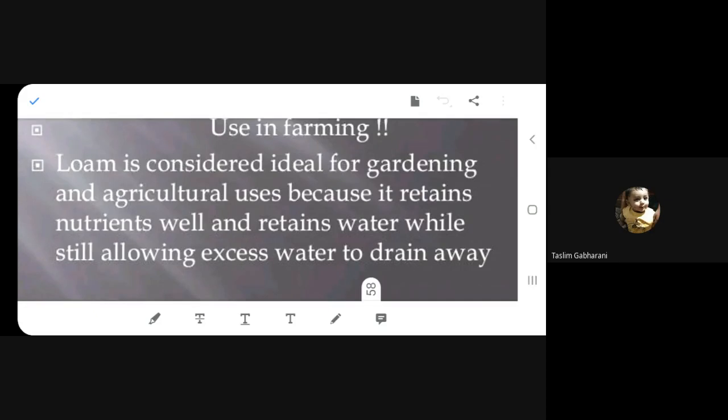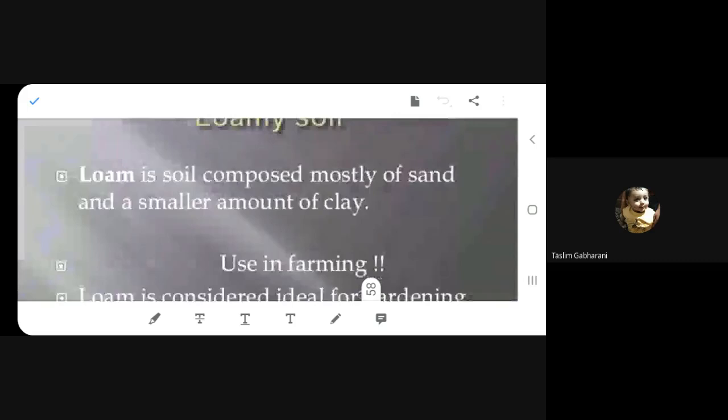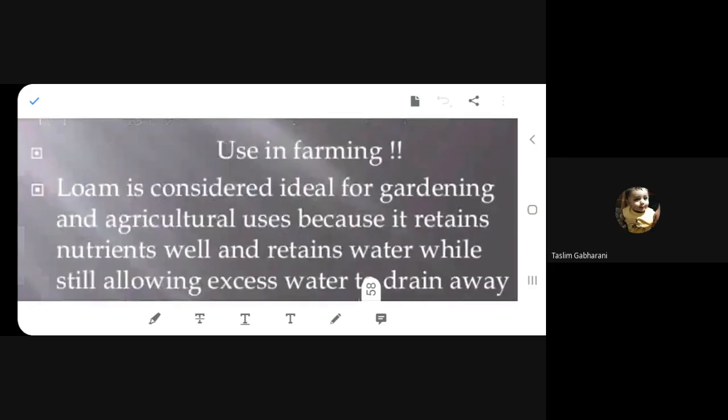So what is loamy soil? It is a combination of which type of soil, beta? Just now I said 50-50% sand soil and clay soil. So it's a combination of sand soil and clay soil. That is loamy soil. Where do we use it? We use it in farming, agricultural practices. So that is ideal, perfect for gardening purpose and agricultural uses.